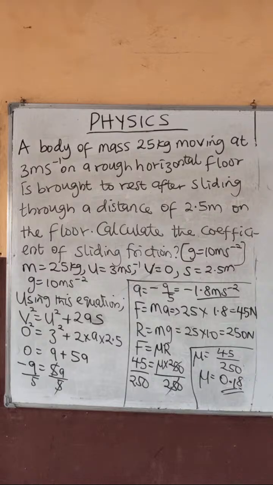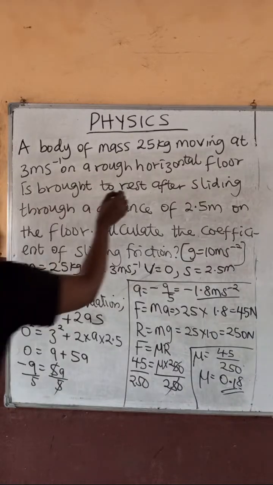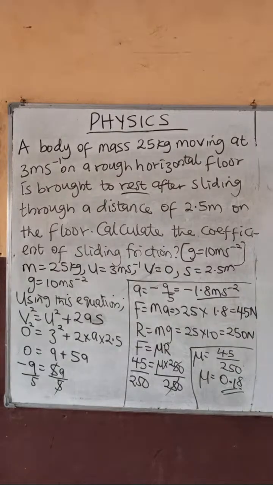You know, we have two types of velocity. We have final velocity and initial velocity. But why is the final velocity 0? Because the body comes to rest. The body started with an initial velocity of 3 meters per second. Now this body comes to rest, meaning that its final velocity v is equal to 0.